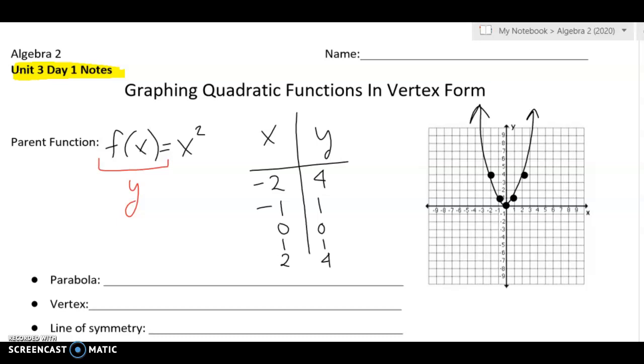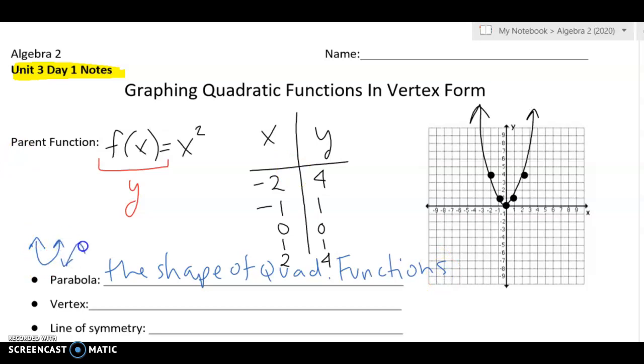This brings us straight into our first vocabulary word, which is parabola. We just drew a parabola. So this is the shape of quadratic functions. I'm going to draw you 2 little pictures here. It can look like that U shape we just did, or it can go upside down.